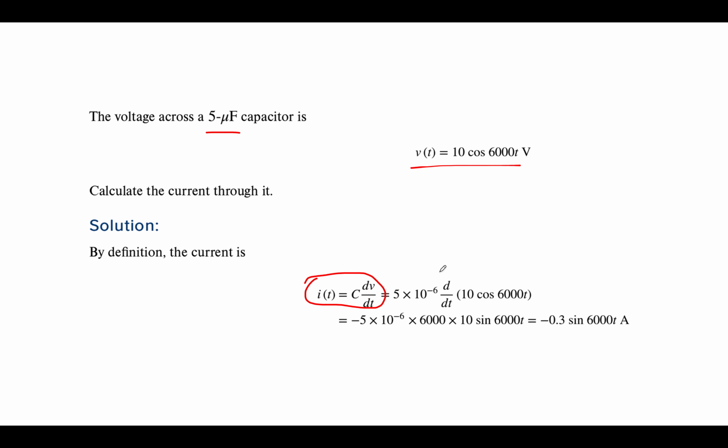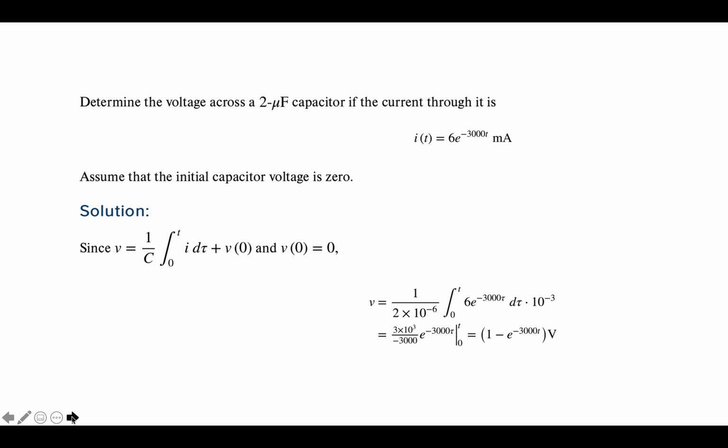This is my opportunity to remind you that micro is 10 to the minus 6. And then we plug in the cosine function, so also my opportunity to remind you that the derivative of cosine is negative sine. So plug all of that in and do the calculation, and basically you end up with the solution. So very easy. So let's look at another example.